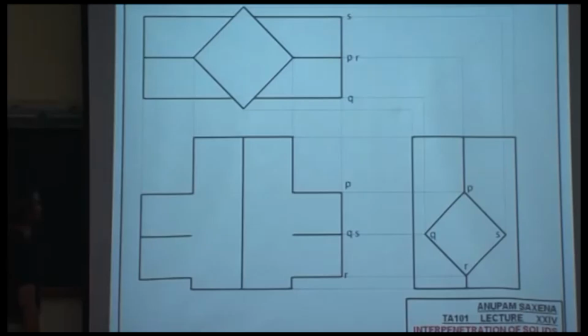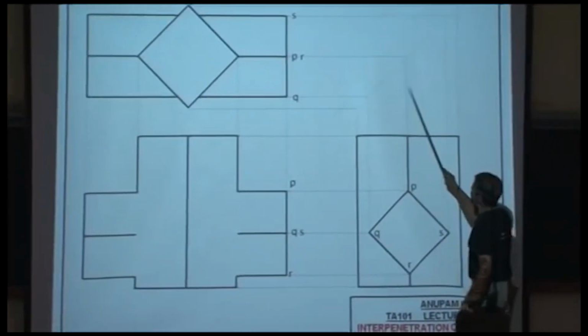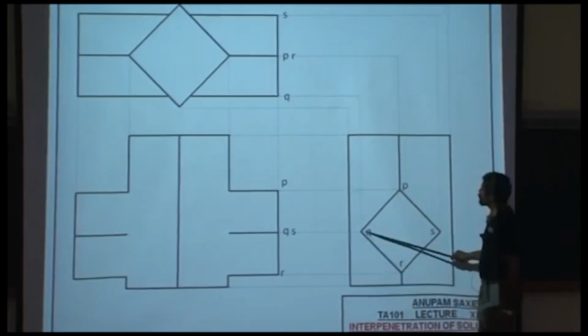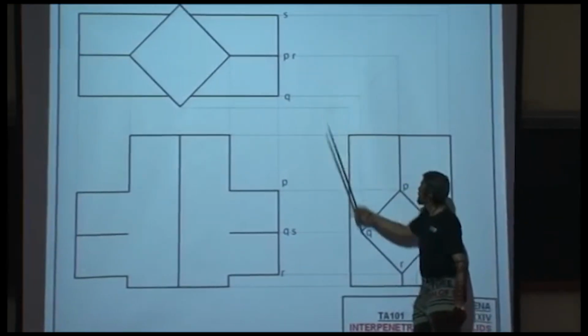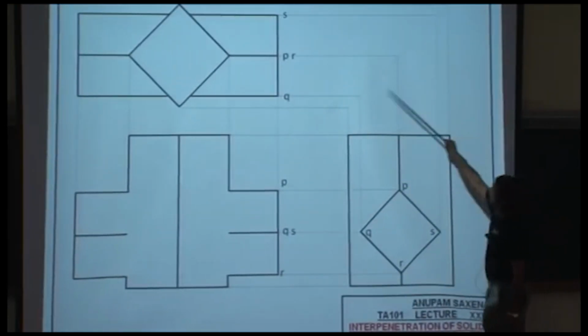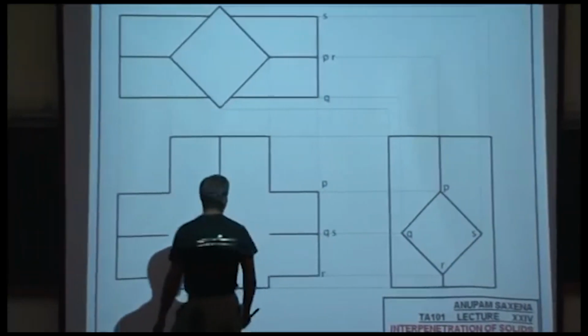So if you go on to your top view, line P appears here, Q appears here, R again at the center, and S onto the top. Okay. All right.